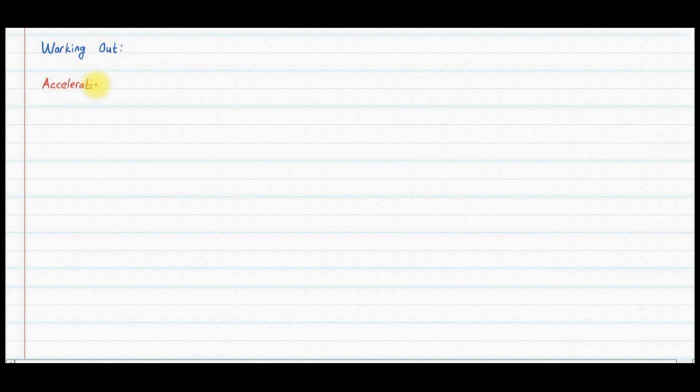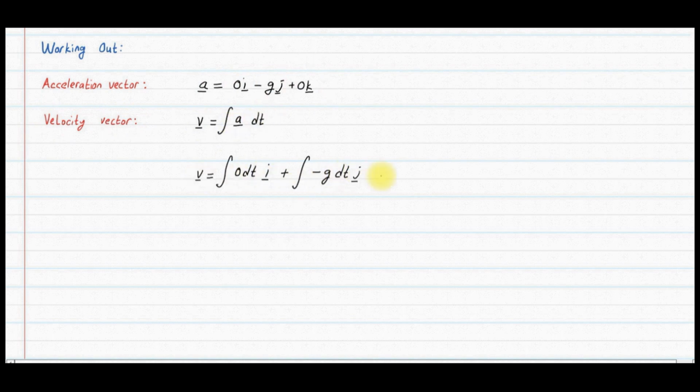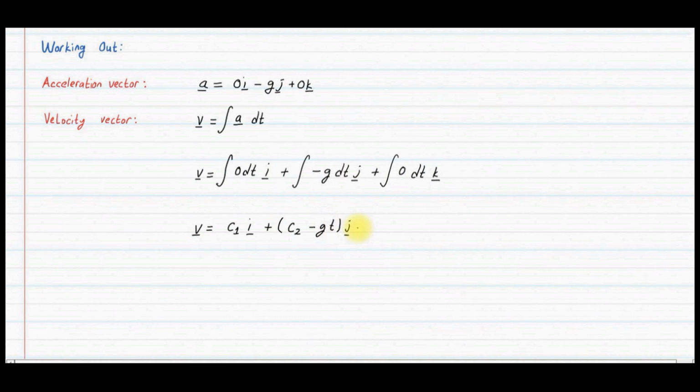Acceleration vector. The acceleration vector a is equal to 0i minus gj plus 0k. Velocity vector. The velocity vector v is equal to the integral of the acceleration vector with respect to time. Therefore, v is equal to c1 i plus (c2 minus g times t) j plus c3 k, where c1, c2 and c3 are the integration constants.